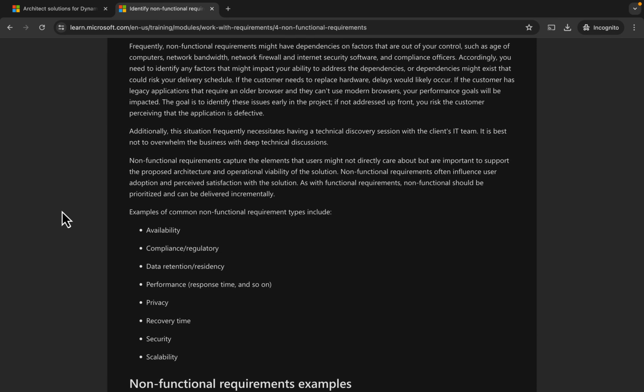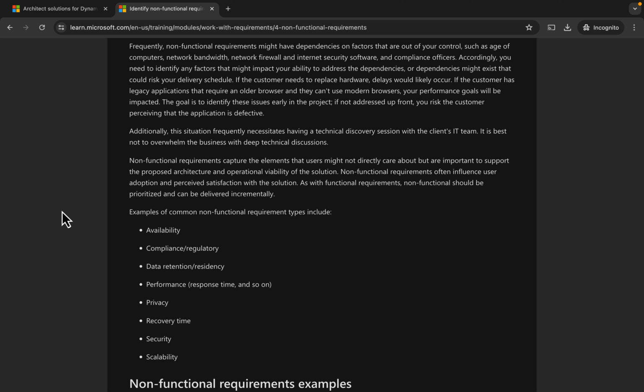Frequently, non-functional requirements might have dependencies on factors that are out of your control, such as age of computers, network bandwidth, network firewall and internet security software, and compliance officers. Accordingly, you need to identify any factors that might impact your ability to address the dependencies, or dependencies might exist that could risk your delivery schedule. If the customer needs to replace hardware, delays would likely occur. If the customer has legacy applications that require an older browser and they can't use modern browsers, your performance goals will be impacted. The goal is to identify these issues early in the project.